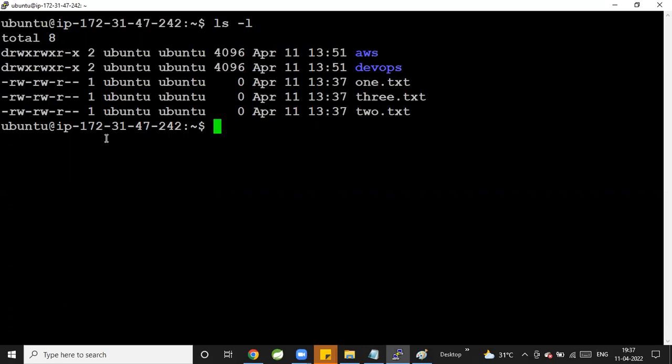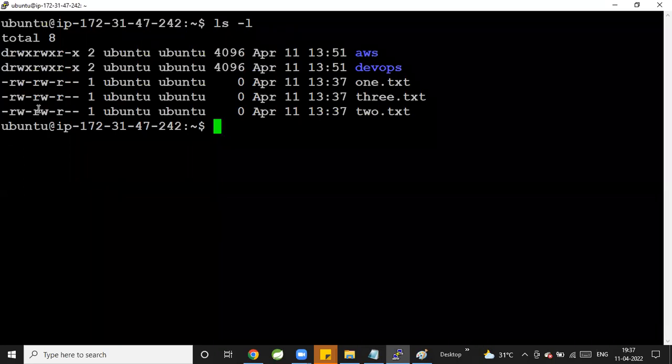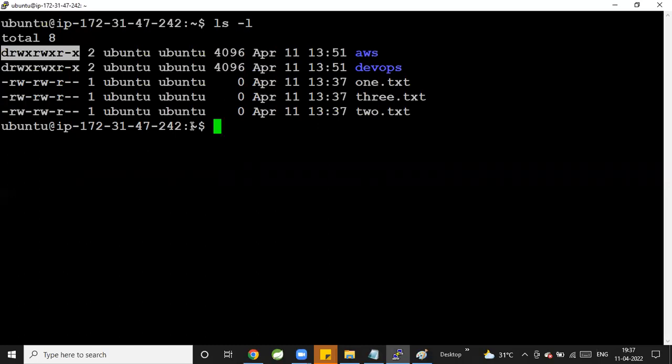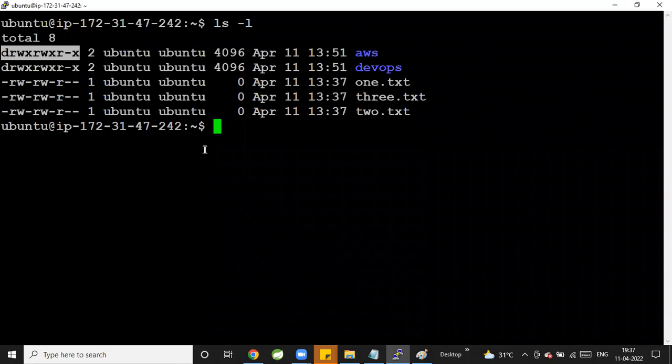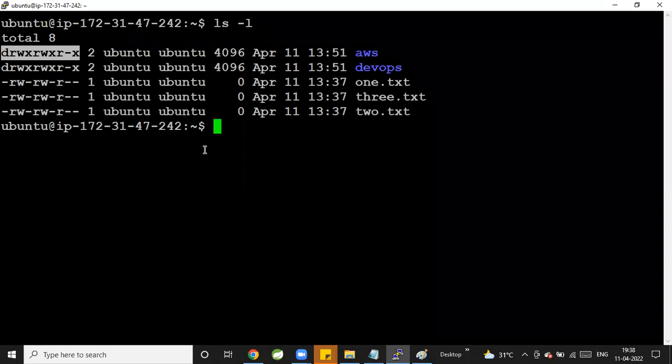Now, can you tell me who is having what permissions for the AWS directory? Come on. Guys, please. As of now, these are the default permissions. I have not done any changes. When you create a file or a directory, these are the default permissions we are getting. Can you tell me who is having what permissions?